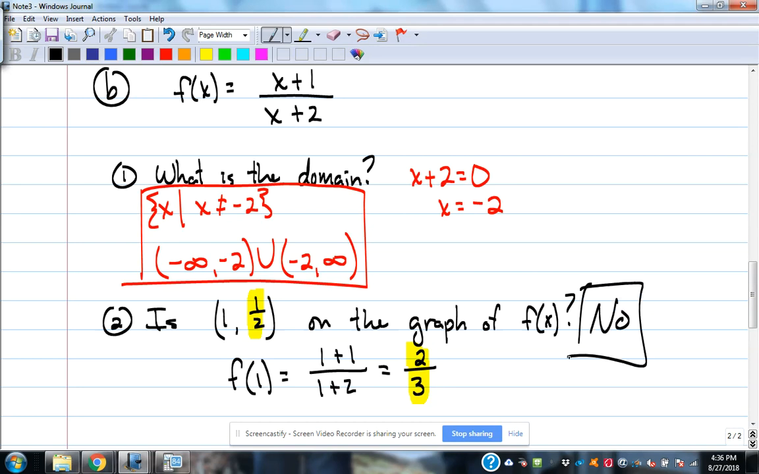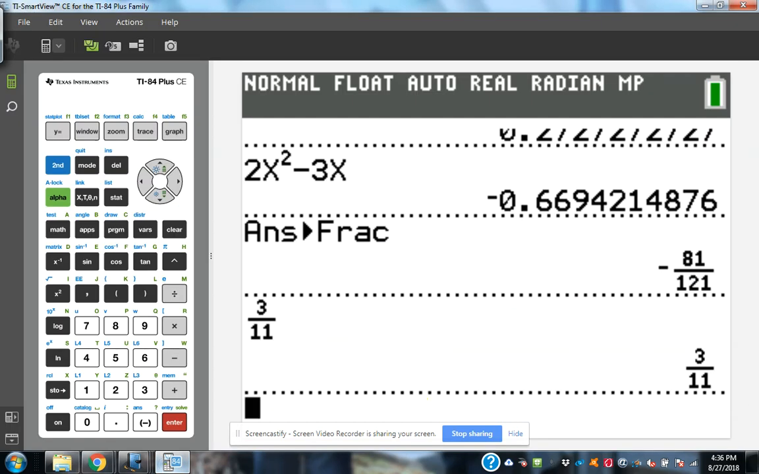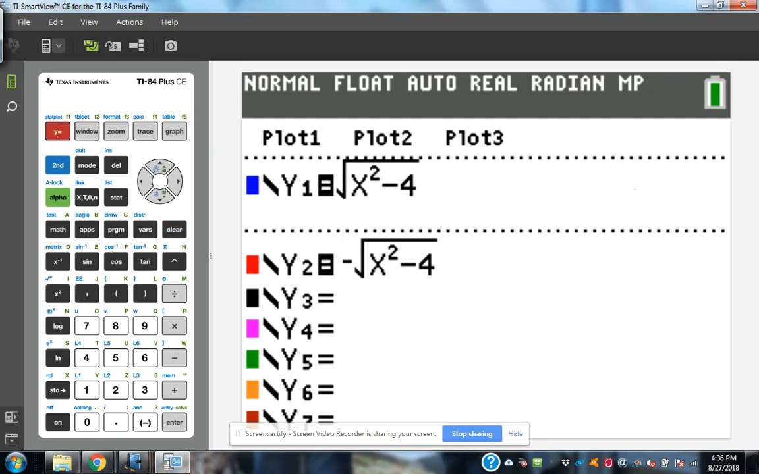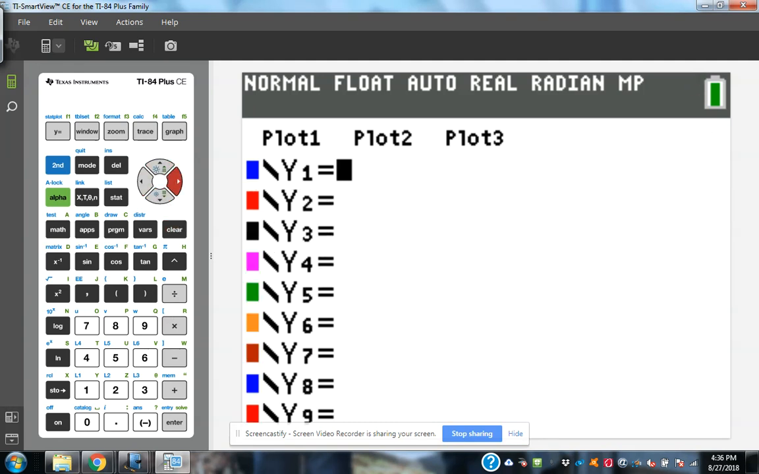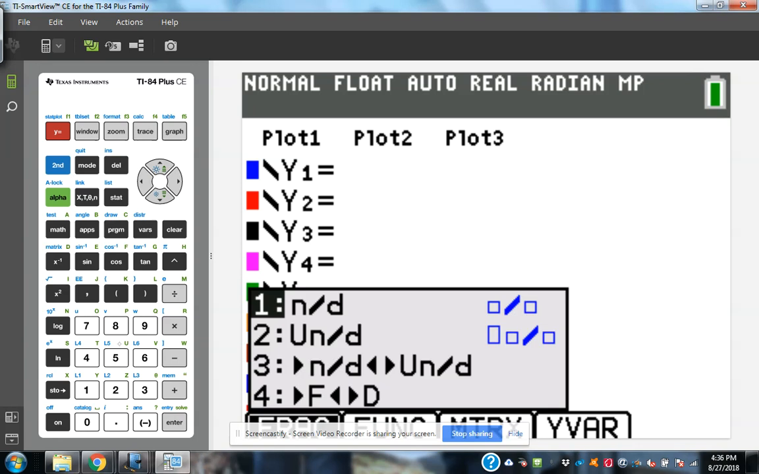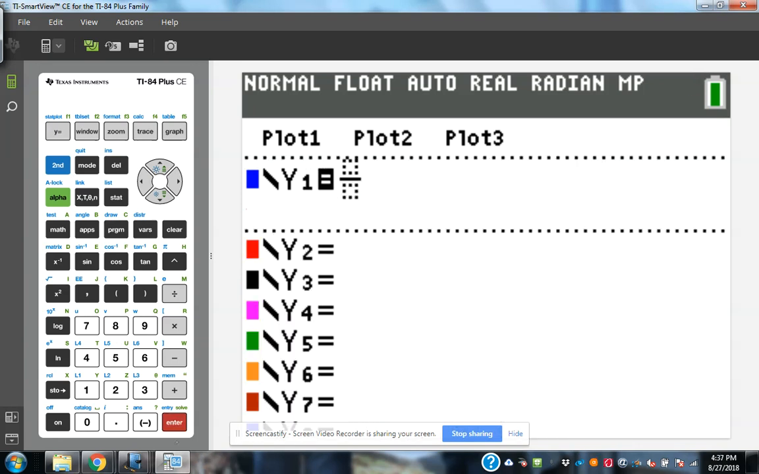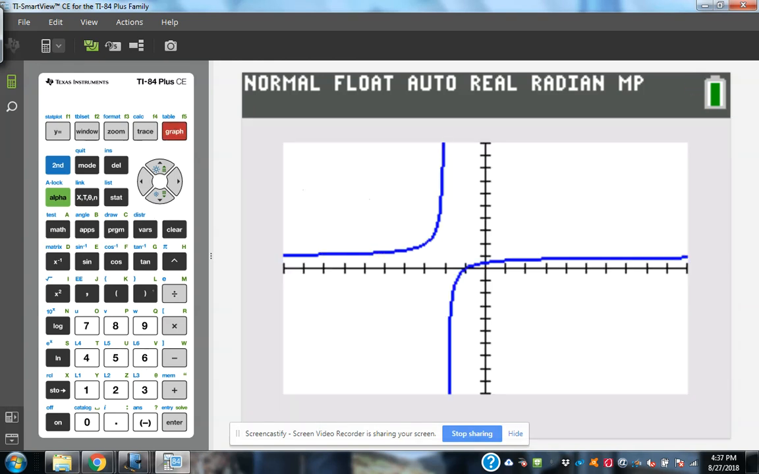Another way to do that, with the graphing calculator, you can actually get the graph. So I'm going to graph that one. I'm going to go to Y1, which I've cleared before. And the way I want to graph that, I can hit alpha, number 1 to get a fraction and put it in there. I'm going to type in x plus 1 on top, and on bottom I'll put x plus 2. I'm going to hit graph.